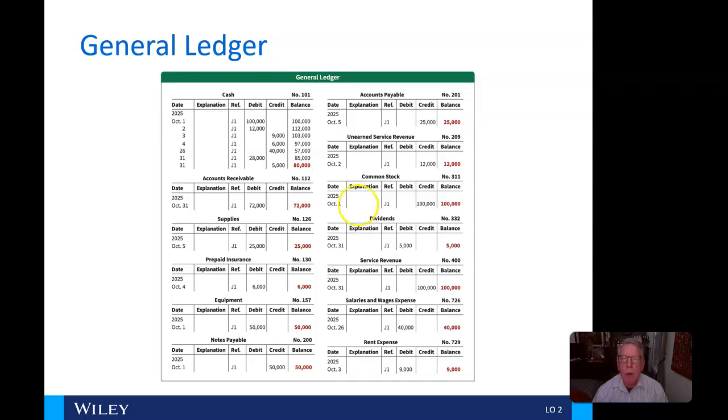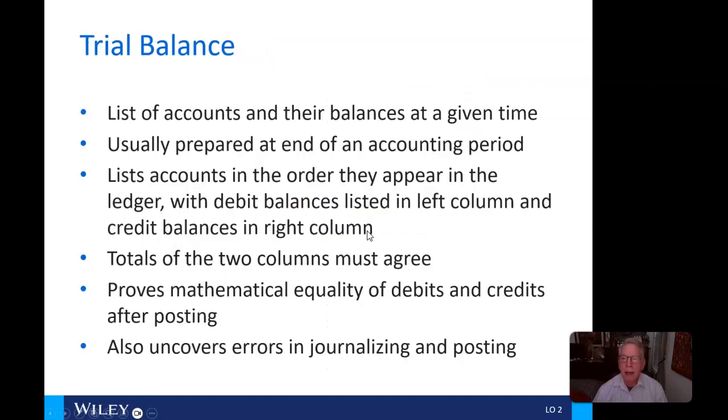And here it's more of a true depiction of a general ledger in that it has these posting references over here, which reflect the general journal's page number. And then it has an account number here and a running balance here. In red, you see that that's the ending balance for those accounts. That's what's going to come over to the trial balance. And here is the trial balance right on cue.